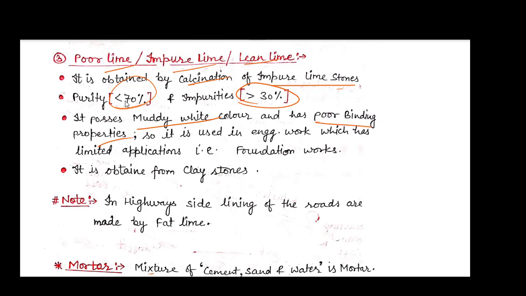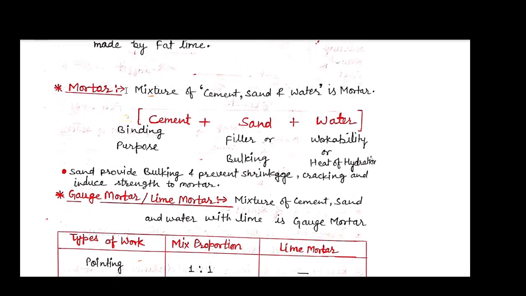So it is used in engineering work which has limited application, which is not in the front part. So that is the foundation work; we can use this type of lime. It is obtained from clay stones. Also it can be used for the lining of roads in highways. After this, it is also used in the form of mortar.